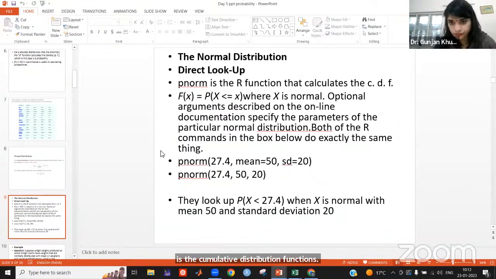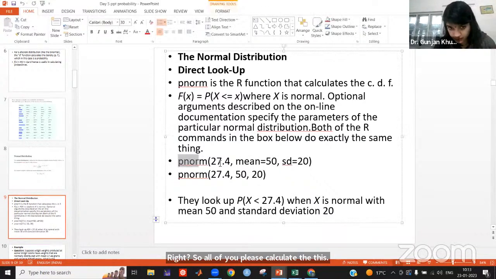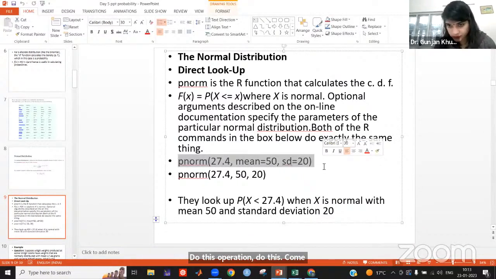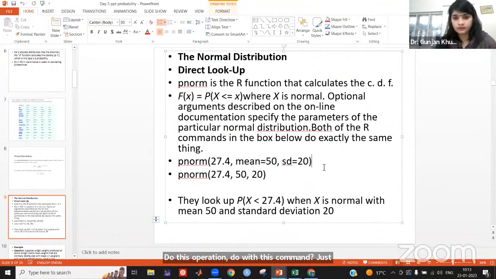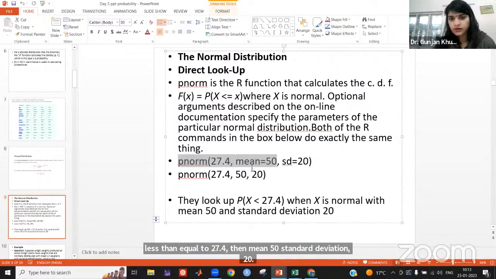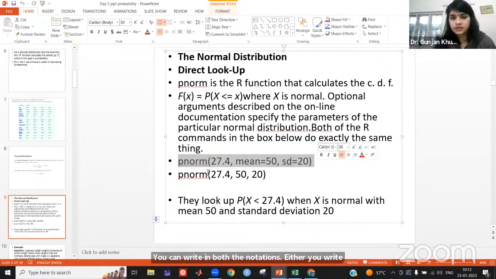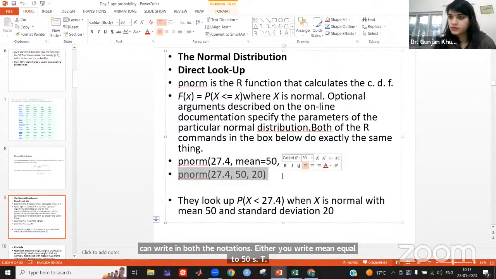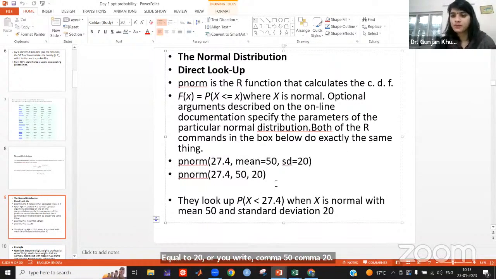So all of you please do this operation with this command. Just do hands-on. You may start, right? pnorm, then bracket 27.4, meaning your x should be less than or equal to 27.4, then mean 50, standard deviation 20. You can write in both notations. Either you write mean equal to 50, sd equal to 20, or you write comma 50, comma 20. Please write both and you will find the same answers. Is that okay?